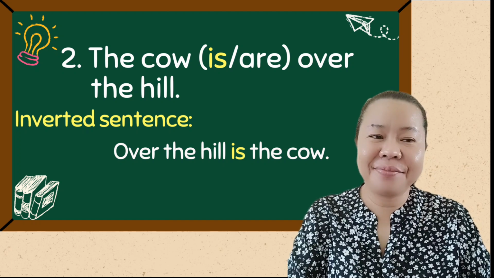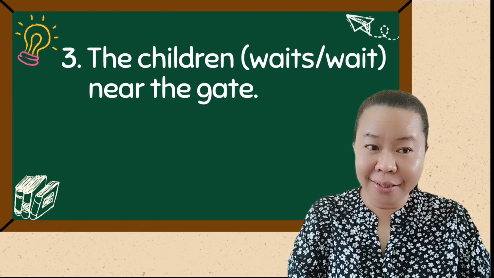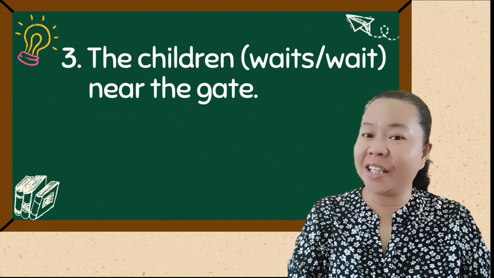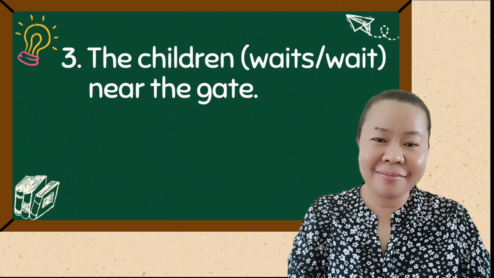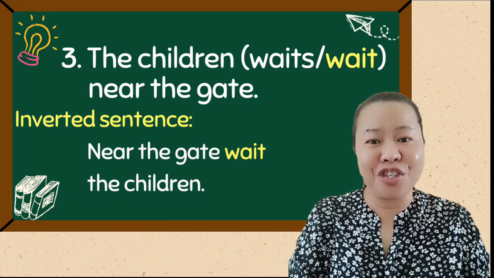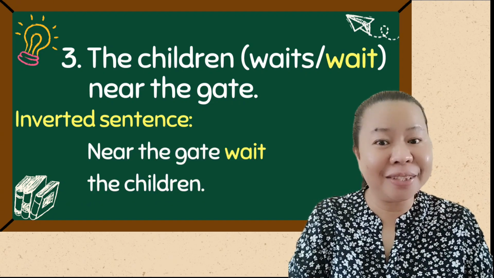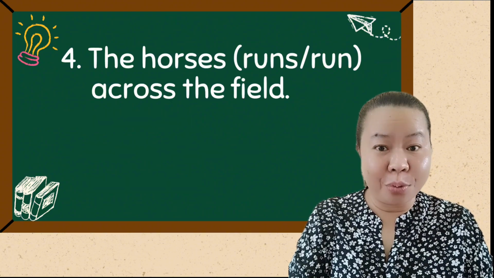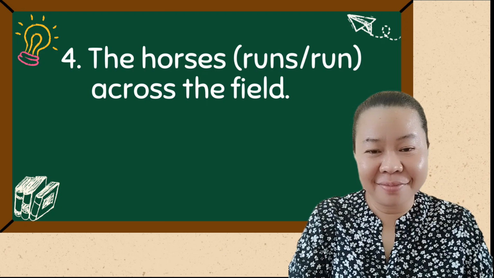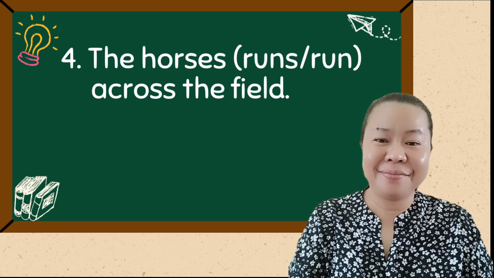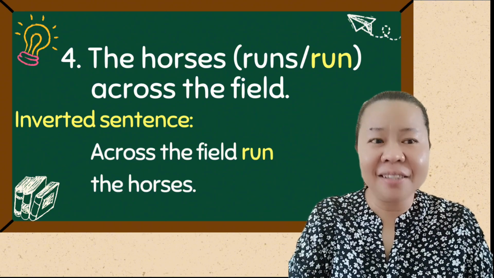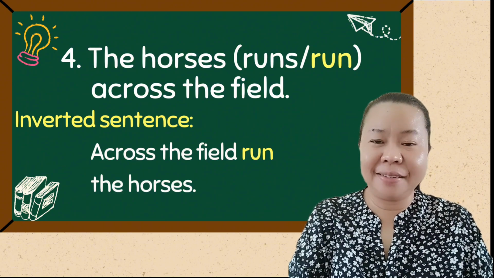Number 3. The children wait near the gate. What is the inverted sentence for this? Very good. It's "Near the gate wait the children." Let's proceed to number 4. The horses run across the field. What is your answer? Yes, it's "Across the field run the horses."